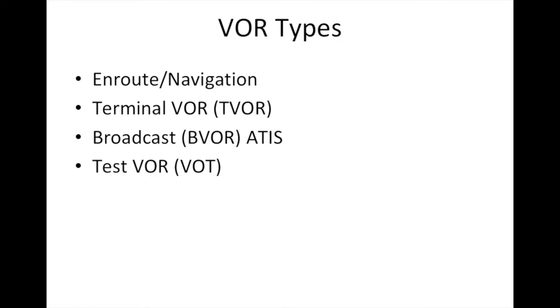And also there's the broadcast VOR, or BVOR, and this is actually what you listen to your ATIS on while you're in the cockpit for an airport, information about the runway, news, etc. That's called a broadcast VOR, and that is used to transmit the ATIS that you listen to in the cockpit. So as you can see, there are 4 different types.